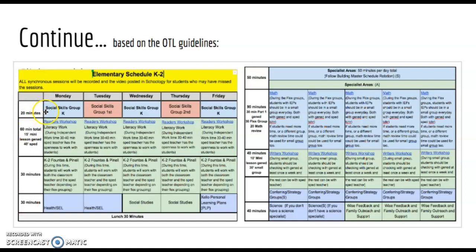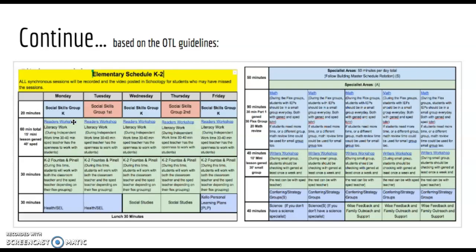And then we have, for example, 20 minutes. This is a part where you can put social skills group during morning meeting. And then during readers workshop and literacy work, in this link, you will find the document from OTL that gives you the pie chart with the exact breakdown and what the expectations are for Gen Ed for their lessons. So during this work, there is between 30 to 40 minutes of independent work where the special ed teacher has the openness to work with some of the students.